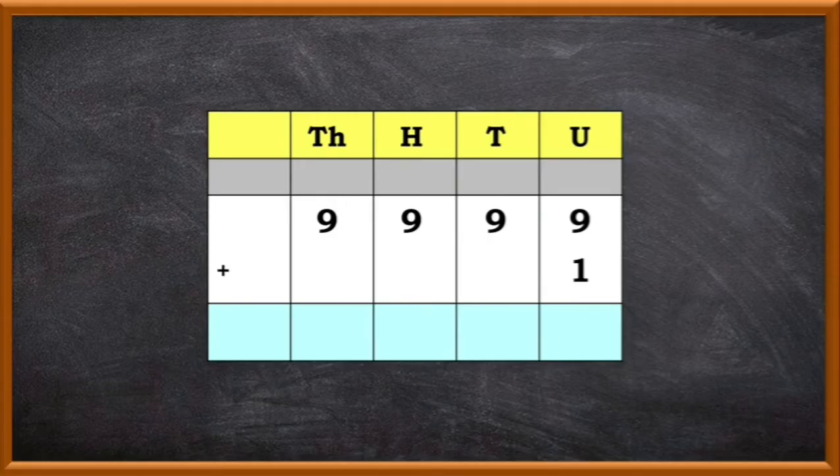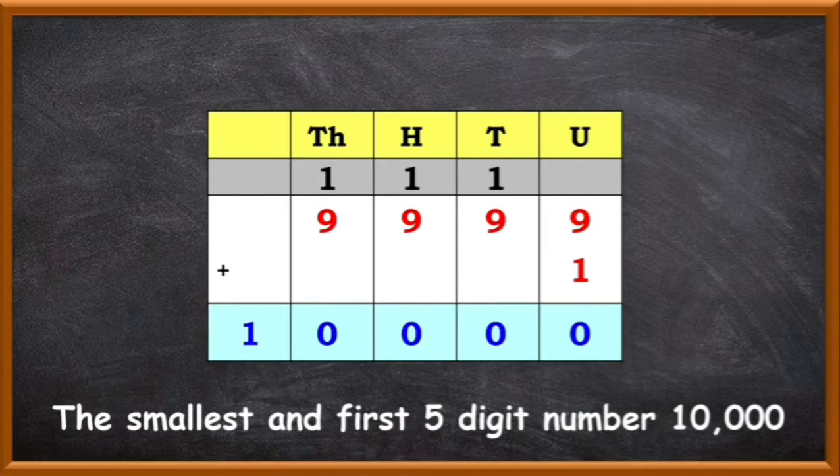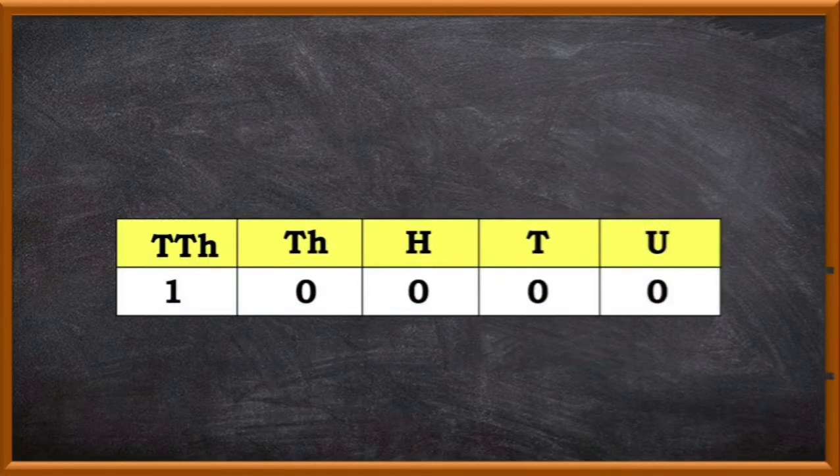Children, when we add 1 to biggest 4-digit number, that is 9999, we get the smallest 5-digit number, that is 10,000. Number 10,000 is the smallest 5-digit number. 5-digit numbers are placed in the units, tens, hundreds, thousands and 10,000s column. Now let us see how these numbers are placed.